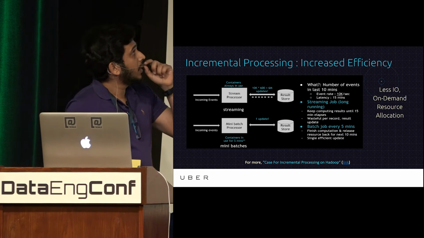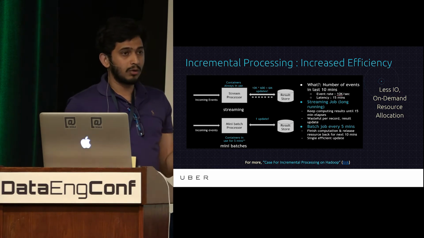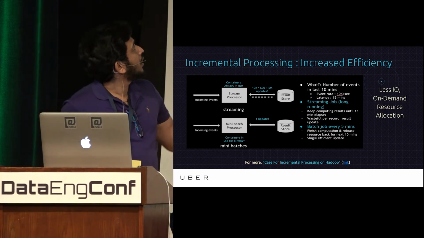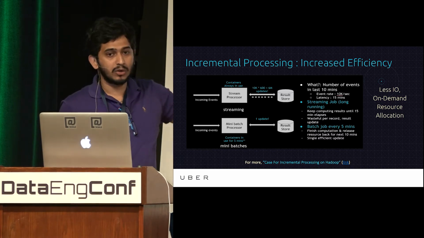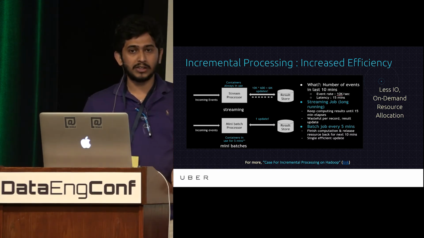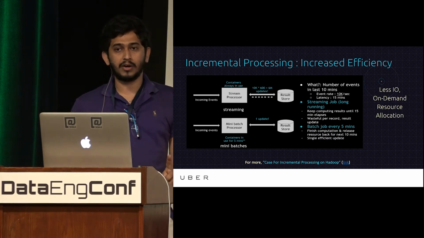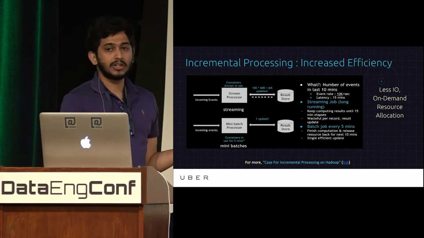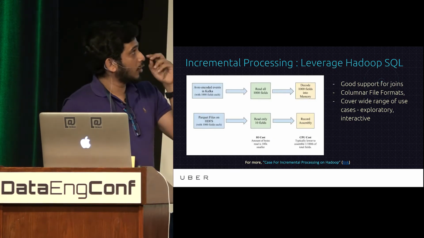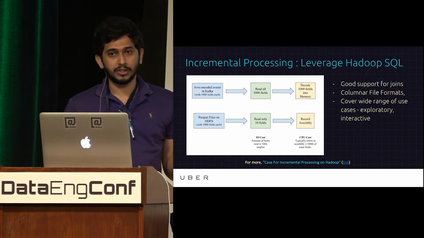So, increased efficiency. Take this example: if you have events coming at 10K per second, and you want to count the number of events in the last 10 minutes at 15-minute latency, then if you run a stream processing job, it's going to keep updating some result store like HBase constantly. But you can just run a job which takes 5 minutes in batch, grabs more resources, does all the count merges in memory, and makes just one update, right? So on-demand resource allocation and lesser I/O are both big wins. And again, we can leverage all the Hadoop SQL engines and columnar file formats like Parquet, and they already cover a wide range of use cases, as I mentioned before.